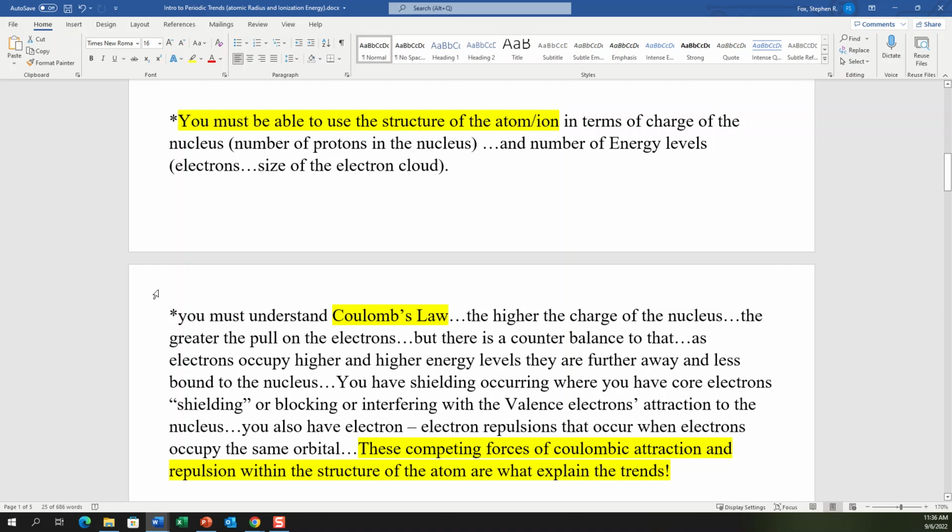The explanation for most of these trends comes down to how attracted the electrons are to the nucleus. And what's that going to depend on? How close they can get. The closer, the stronger the attraction, but then also the charge of the nucleus. The higher the charge of the nucleus, so the more protons in the nucleus, the stronger the attraction.